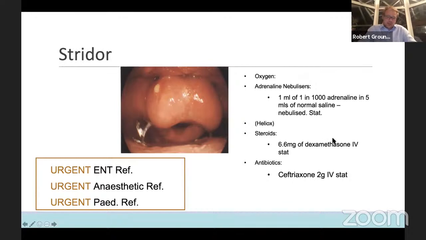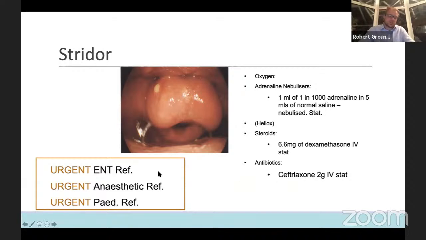Steroids are useful as well, and we always give them 6.6 of dexamethasone. I'm sure the medics amongst you will ask about hydrocortisone as well, and I've been reliably informed by an endocrinologist that probably there's not a huge amount of difference. So I think it's just a cultural thing that we tend to give dex in ENT, but any steroid that's fast acting is appropriate. And in terms of antibiotics, again, most places it's ceftriaxone as a very high dose stat.